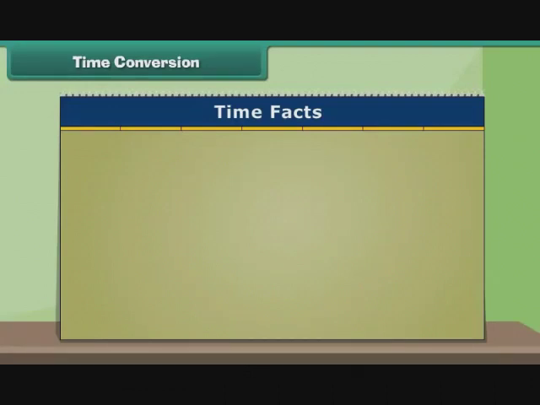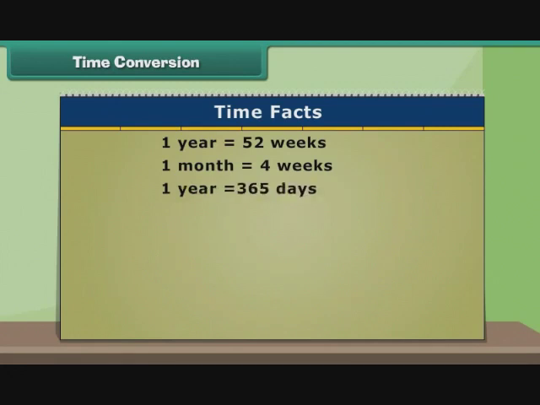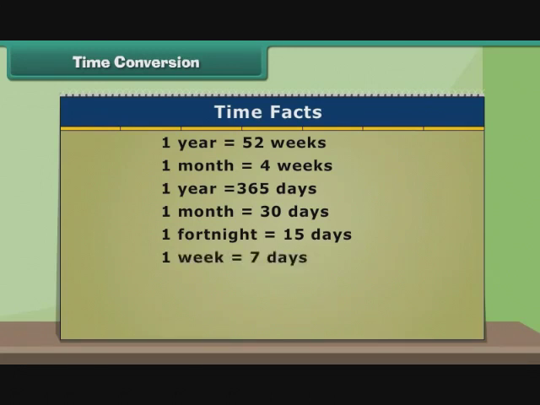Time conversion. Here are some facts about time. 1 year is equal to 52 weeks. 1 month is equal to 4 weeks. 1 year is equal to 365 days. 1 month is equal to 30 days. 1 fortnight is equal to 15 days. 1 week is equal to 7 days.